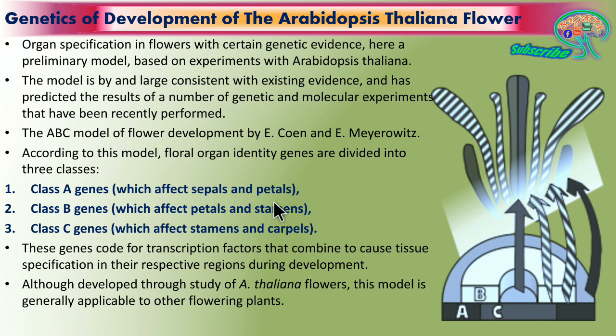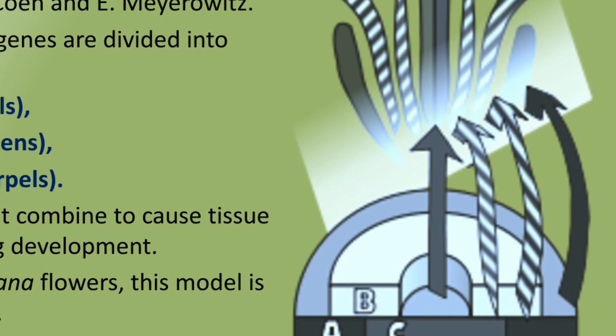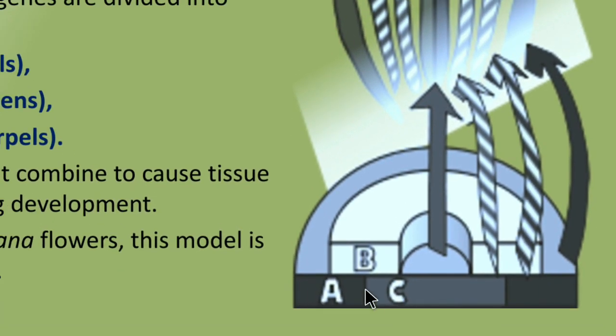Now here, if you observe the image, in this you can see the class A gene, the class B gene, and the class C gene. These three genes have different shades. The class A gene is responsible for the development of the outermost whorl, that is the first whorl of the flower, that is the sepal.